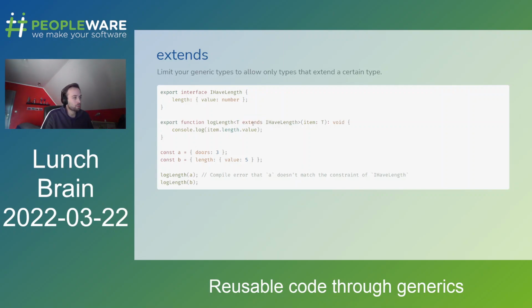So T should extend I have length. And this makes it impossible for us to pass the A here again, because then we would get a compiler error stating that A doesn't match the constraint of I have length, because A doesn't implement the length property and that length property doesn't implement the value property. So this would still be an issue on this line of code, but the issue is being thrown at compile time while we are developing our code and not when the code is in production.